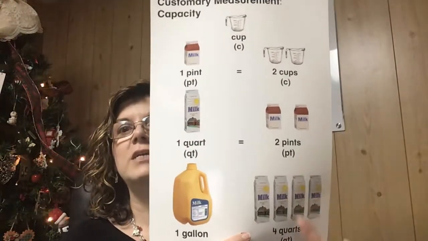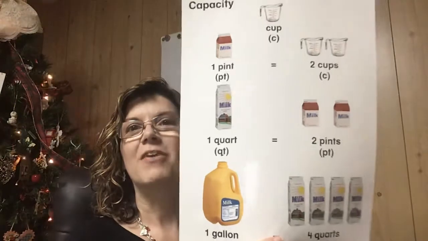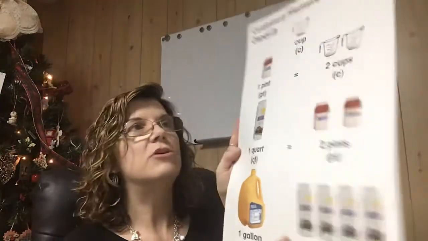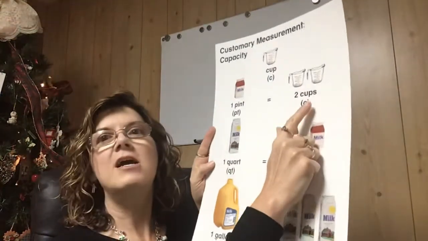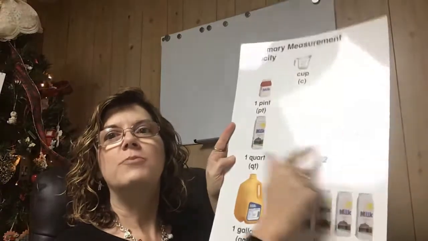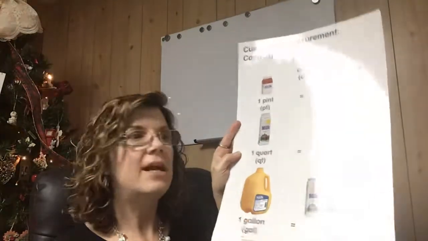2, then 2 equals 4, right? That will help you to remember it. That's not the way it works, but that's what will help you remember it. So one more time. 2 cups in a pint, 2 pints in a quart, 4 quarts in a gallon.